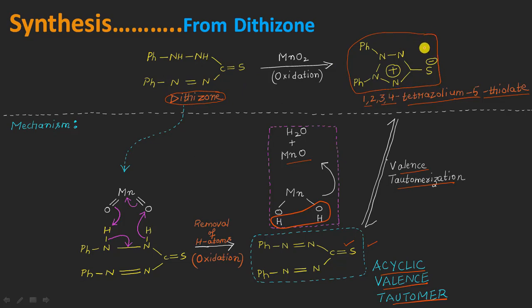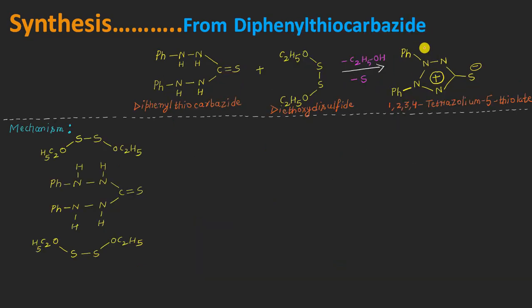And after that we do have a second method that starts from, as you can see here, the diphenyl thiocarbazide, which is this molecule here, followed by the reaction with some diethoxy disulfide. This is the diethoxy and here is the disulfide, you can see, right?